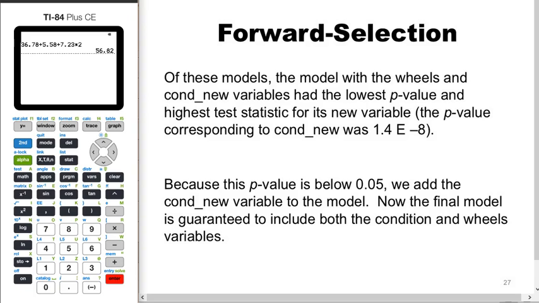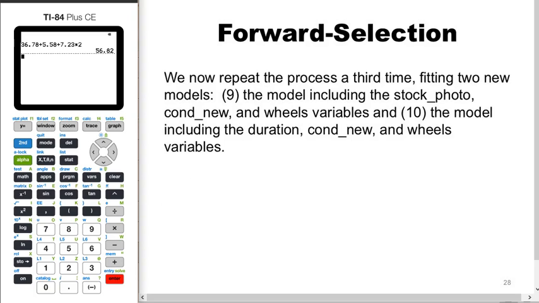So now we have fitted 2 variables. Let's see if we can try to fit a third one. So we go through this process another time. Model 9 would include stock photo, con nu, and wheels. Model 10 would include duration, con nu, and wheels. And here are the results of these two, model 9 and model 10.